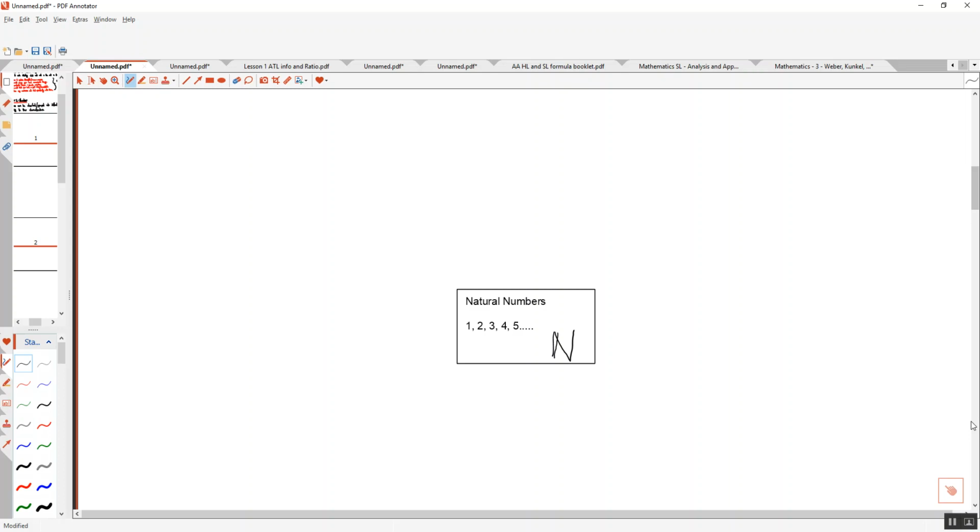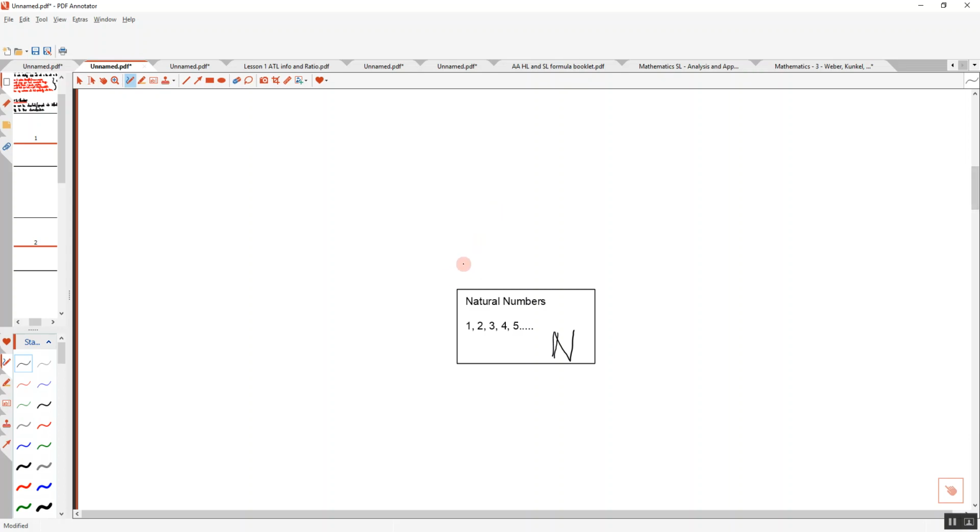We can do quite a lot with natural numbers. We can add, we can subtract natural numbers. 5 plus 4 is 9. 3 take away 2 is 1. What about 3 take away 3? 0. But is 0 a natural number? No, it's not. It's not included in there.